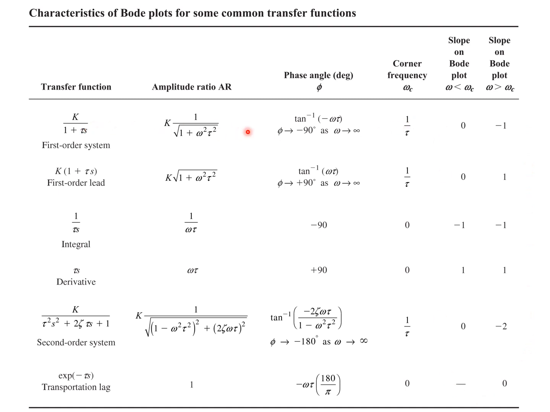For first order, we said when omega tends to infinity, it goes to -90. So this is the maximum phase lag you get for a first order system. For first order lead, the maximum is +90. This is phase lead, because this is a transfer function with the numerator part. And for a second order system, what is the maximum? The maximum is -180 degrees. For this one it is fixed, -90 or +90 constant. For transportation lag, it goes on and on and on.